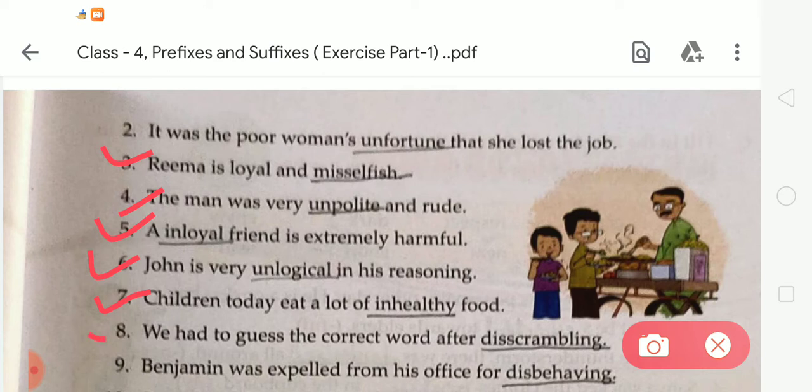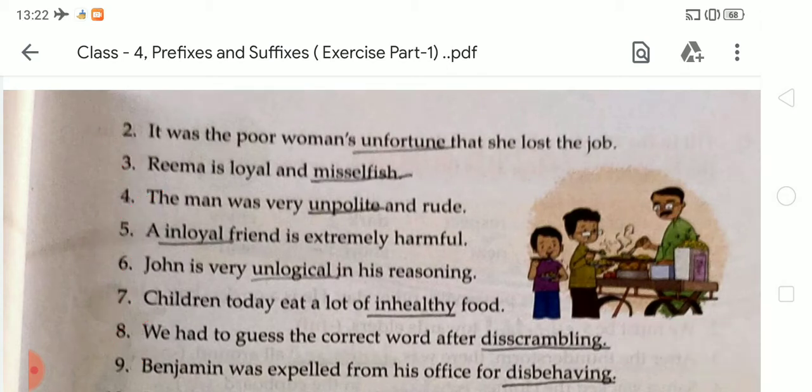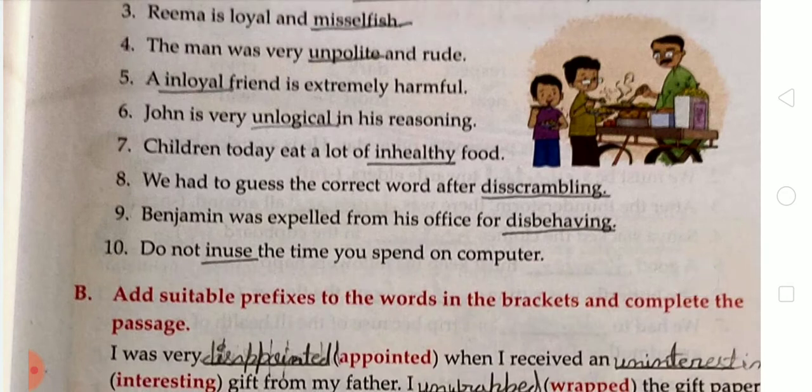Okay. Number 8, we had to guess the correct word after discrumbling. So student, the given word discrumbling is an incorrect prefix, so we have to underline it, and after that we have to write in place of discrumbling, unscrumbling, that is the correct prefix word. Now 9th is Benjamin was expelled from his office for misbehaving. So the given incorrect prefix word is misbehaving, and in the place of misbehaving we have to write misbehaving.